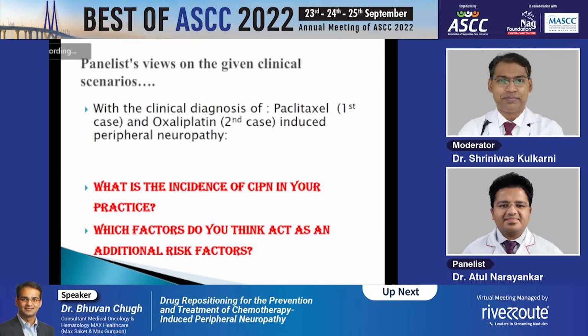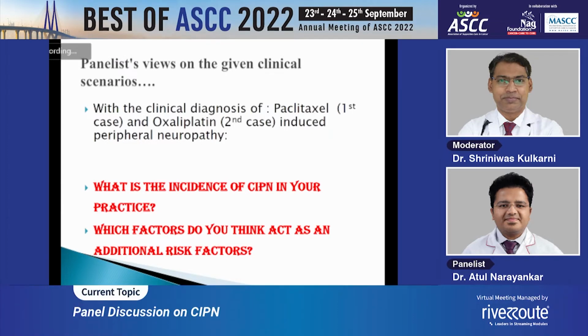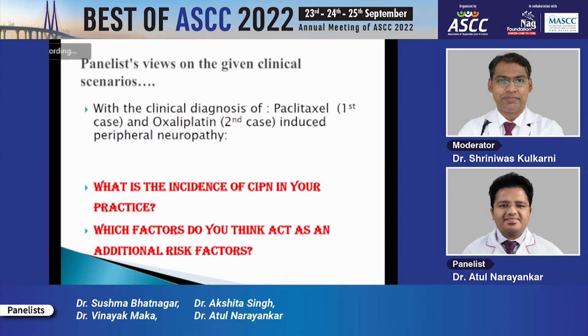So we can see the magnitude of the disease burden. Almost 25 to 35% of our patients actually develop peripheral neuropathy. Atul sir, one more question actually. Which factors do you think act as additional risk factors in such situations?